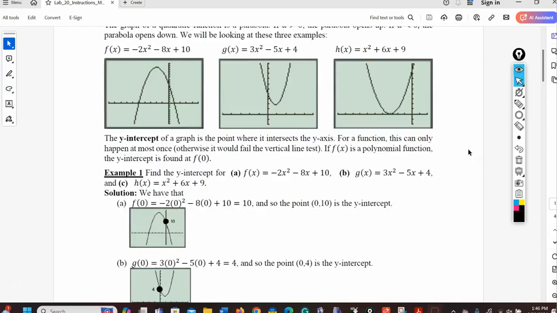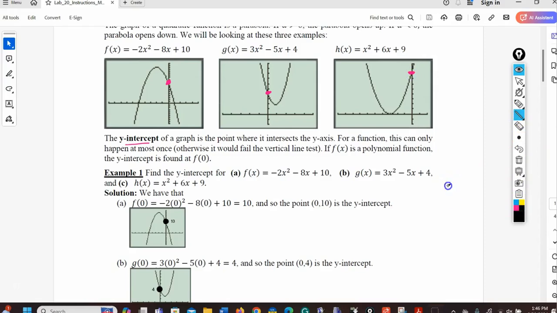Okay, so we have 3 functions here, and I've given their graphs. Now, we've got a definition there. The y-intercept of a graph is the point where it intersects the y-axis. And because these are functions, there's only going to be one y-intercept. If we had more than one y-intercept, you would no longer have the graph of a function.